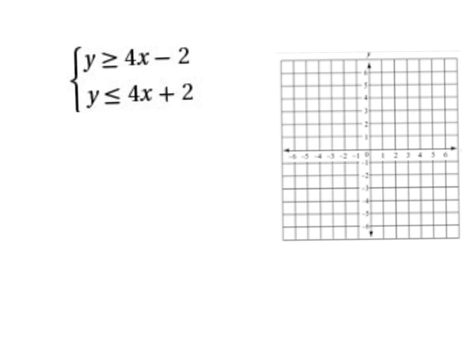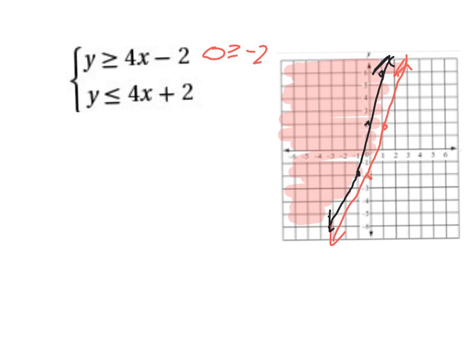You may notice before I even graph these two lines that they are parallel because they have the same slope. These are drawn poorly, but they are parallel lines. So after testing (0, 0) for both lines, I see that my solutions fall in between these two lines based on the double shading. When we graphed systems of equations and we had parallel lines, since they never intersected, we said they had no solution. But notice now when you graph systems of inequalities and they're parallel lines, you can still have solutions.